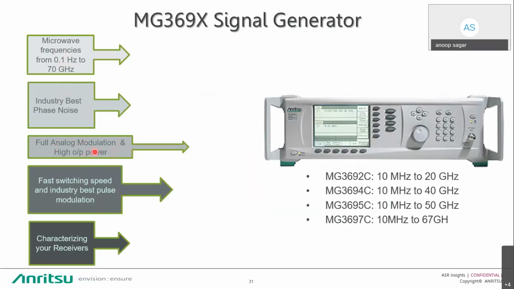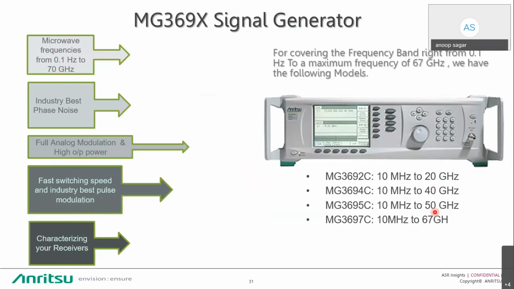Analog modulation means you can generate your analog modulated signal, your AM signal, FM signal, phase or pulse signal. Fast switching speed, industry best pulse modulation with a pulse width of around 0.7 nanosecond. Then you can characterize your receiver with the help of the signal generator. These are the frequency options. We have 20 gigahertz models, 40 gigahertz, 50, and 67 gigahertz.